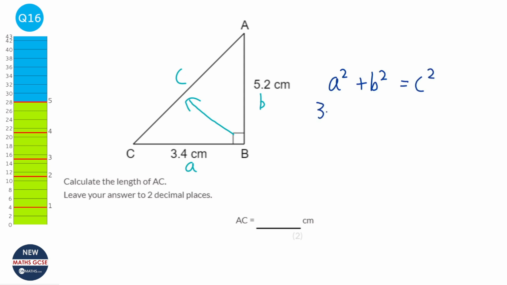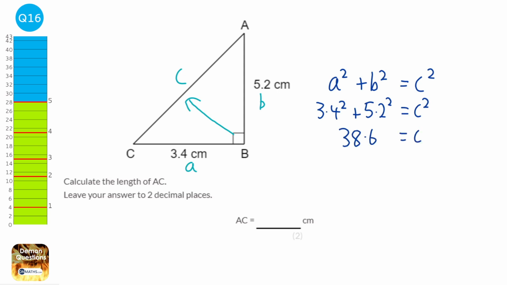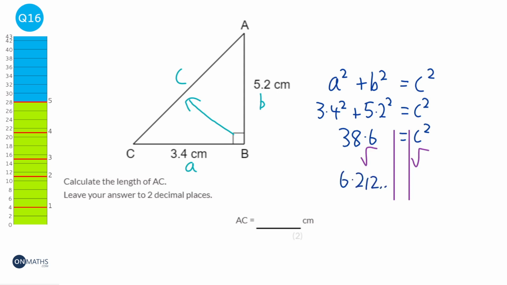A we can see is 3.4, B is 5.2. And we're looking for what c squared is. So 3.4 squared plus 5.2 squared is 38.6. And we need to solve to find out what c is. To do that, we just square root both sides. So the square root of 38.6 is 6.212 and so on. And c squared, the square root of that is c. So to 2 decimal places, it's going to be 6.21.